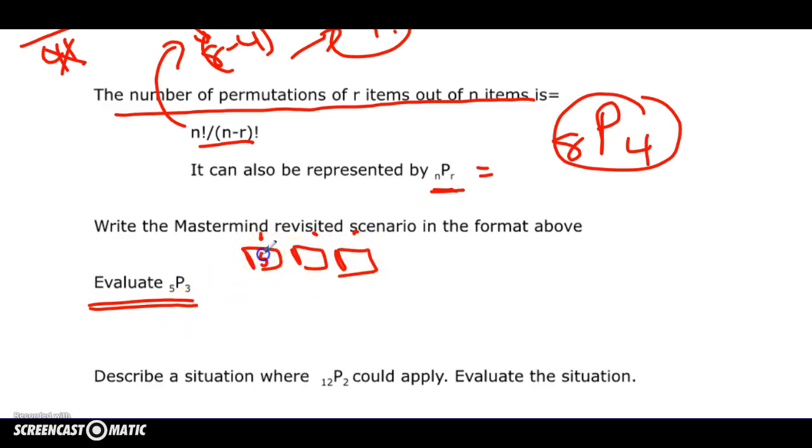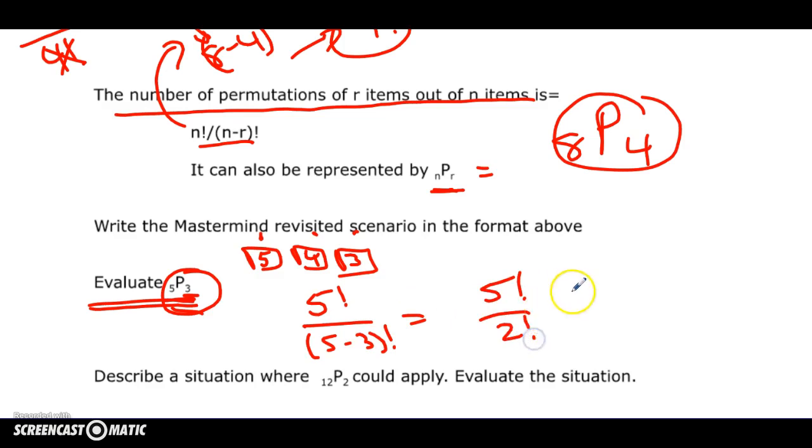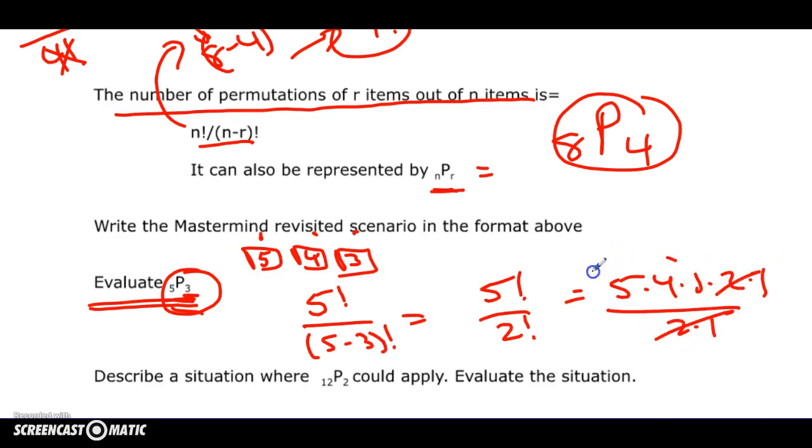You're going to say, I have 5 options for this first spot, 4 options for this spot, and 3 options for that spot. 5 times 4 times 3. That's the fundamental counting principle. How does it relate to this? Well, this is telling me that I have 5 factorial over (5 minus 3) factorial, which is 5 factorial over 2 factorial, which is 5 times 4 times 3 times 2 times 1 over 2 times 1. That cancels out with that and I'm left with that. So that's how we do permutations.